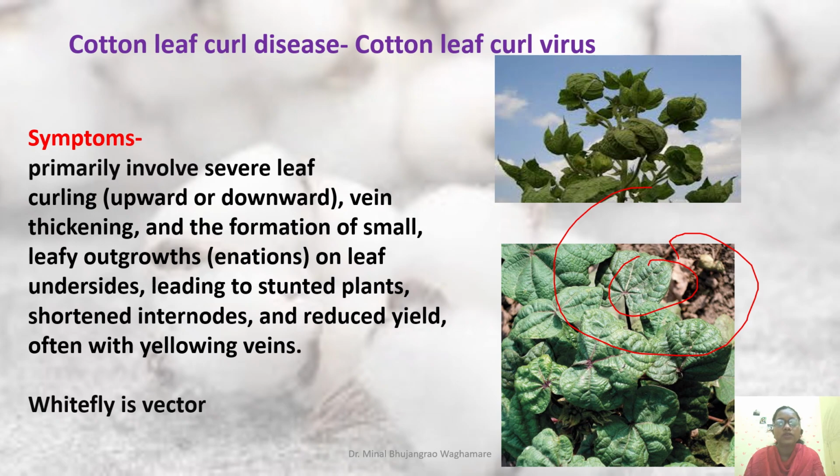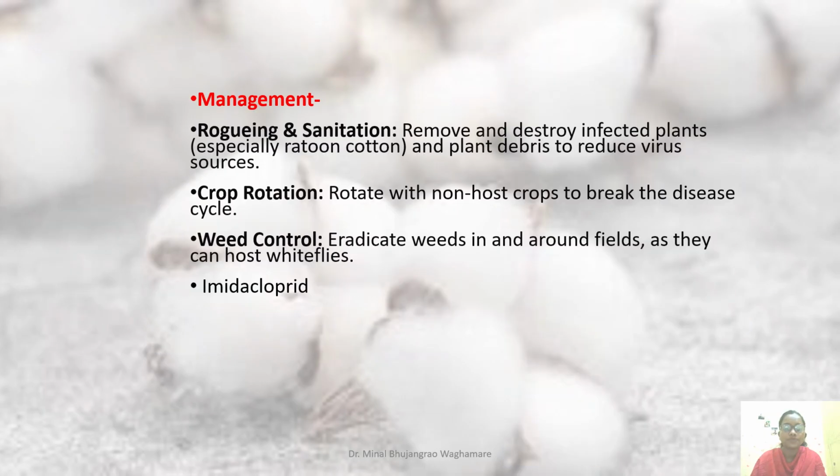It ultimately leads to a stunted plant with shortened internodes and reduced yield, often with yellowing of the veins. So curling mainly occurs due to this thickening of the veins and leafy outgrowth, and the stunted plant is due to shortened internodes. Ultimately, due to short height and reduced size, reduction in the yield also occurs. This disease is spread by the vector, that is whitefly. The scientific name is Bemisia tabaci.